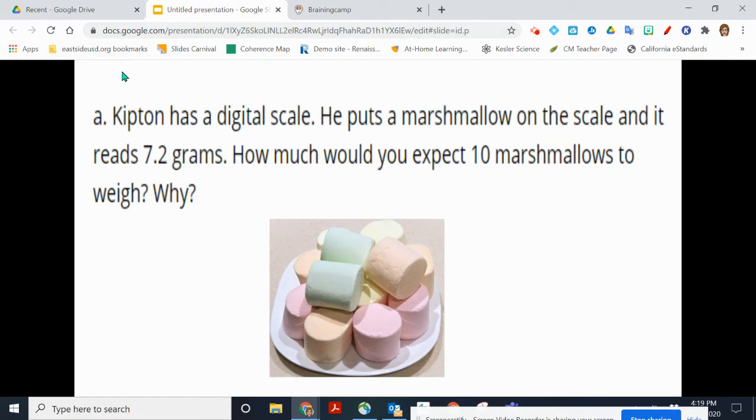The first one: Kipton has a digital scale. He puts a marshmallow on the scale, and it reads 7 2/10 grams. How much would you expect 10 marshmallows to weigh, and why? Present that problem to your students. Allow them a chance to weigh in on the answer, and let's model.